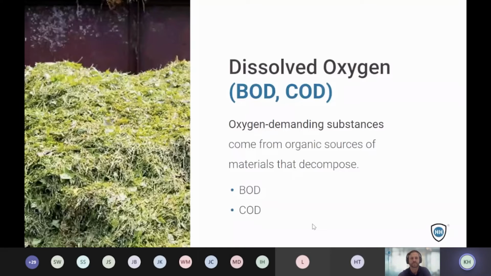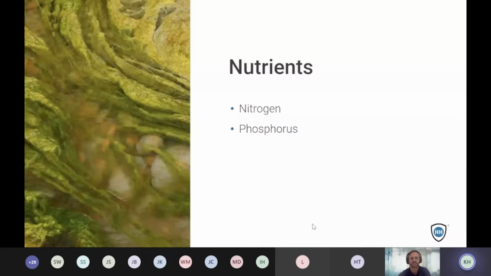Dissolved oxygen problems often come from nutrients, and nutrients are things like nitrogen and phosphorus. They're found in a lot of the organic materials in nature today. So this again could be from grass clippings, or it could be from food sources. It can also sometimes come from chemical sources, but these are things that are typically going to contribute to any kind of algae bloom that might be within your water body.